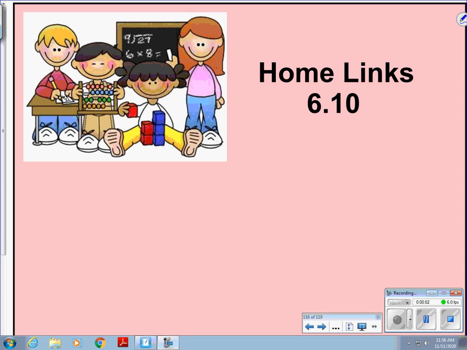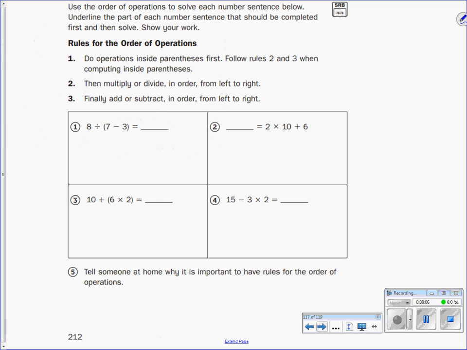Okay, boys and girls, let's get ready to start Homelink 6.10. All right, and today we learned how to solve problems using the order of operations, okay?